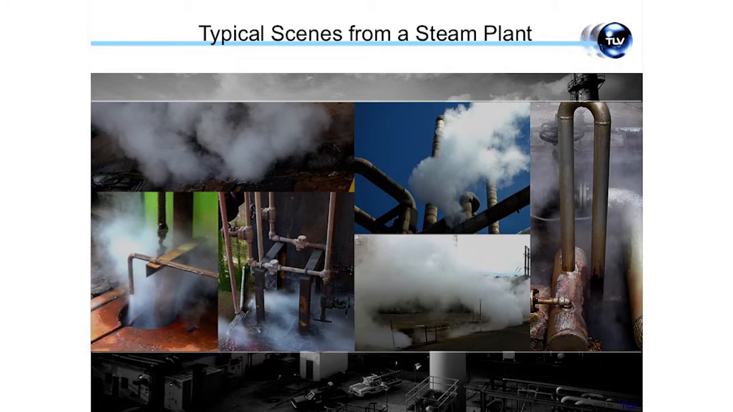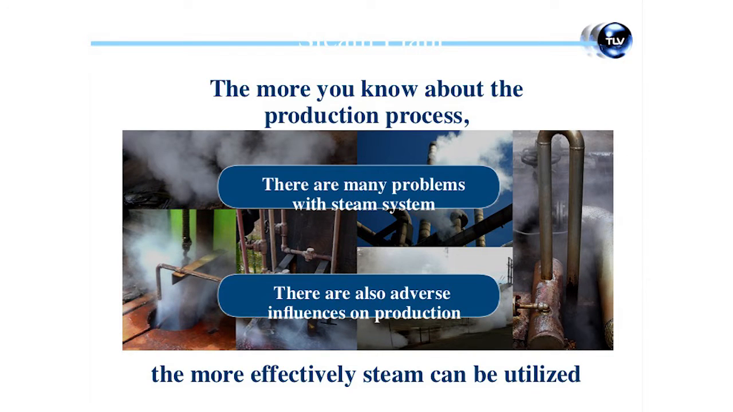If we look at some typical scenes from steam plants, I'm sure all of you are used to this kind of thing with steam wisping out all over the place. The only thing I'd like to say at this point is the more you know about the production process, the more effectively you can actually be utilizing the steam that's available. We often go into sites and are asked to optimize steam systems, and because we don't know the process well enough, we come up with a standard answer. We do need to tailor those answers to suit the sites that we're working on.